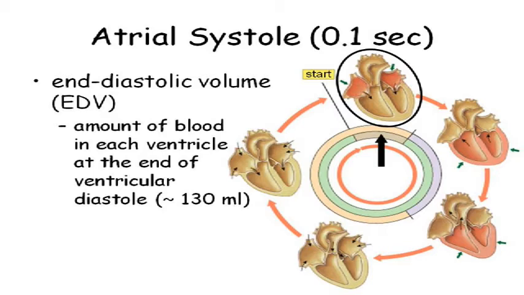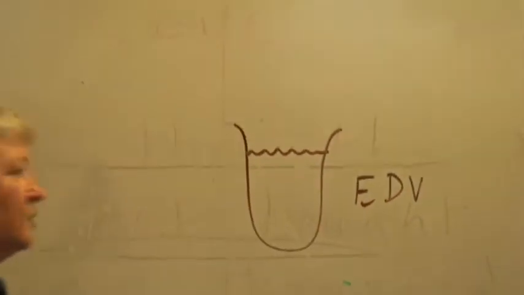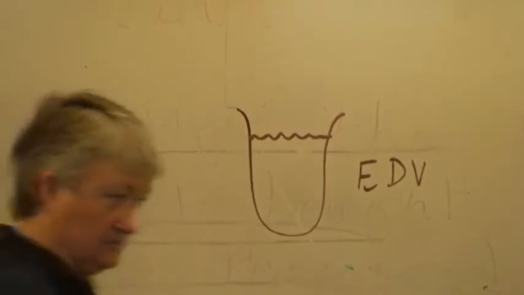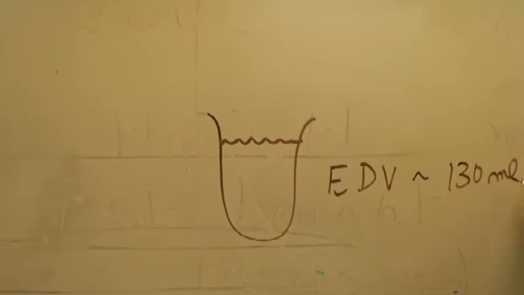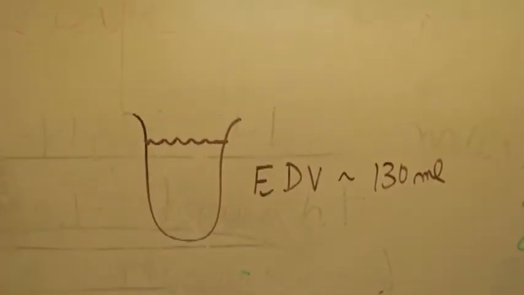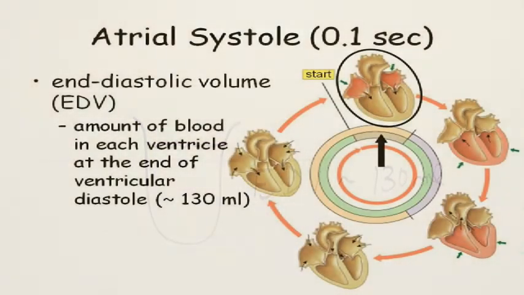Now, the amount of blood that is in a ventricle when it is relaxed is called the end diastolic volume. And in the average person, that's about 130 mils. Same amount in the right ventricle as in the left ventricle. Think diastolic relaxation at the end of ventricular diastole. It's going to be holding the maximum amount of blood it can, right? That's about 130 mils. Now, atrial systole lasts about a tenth of a second.